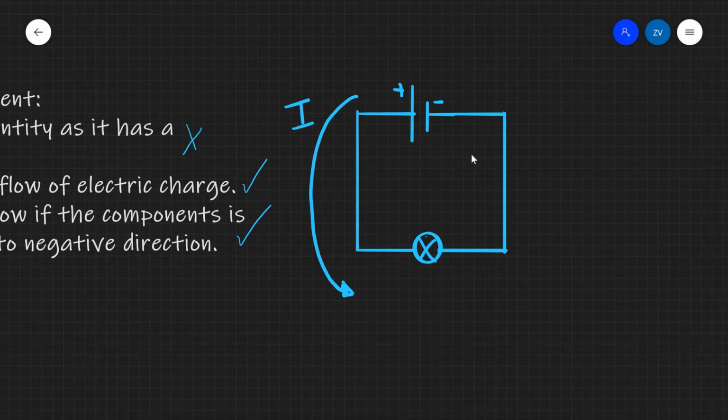Now this is very different to, let's say, a standard vector, which is, let's say, a force of 5.0 newtons, and this force could be pointing at any angle. Let's call that theta. It could be pointing this way, this way, this way or this way, etc. We get the idea. And the current can only be pointing either clockwise or anti-clockwise in this circuit. So hopefully that makes sense.